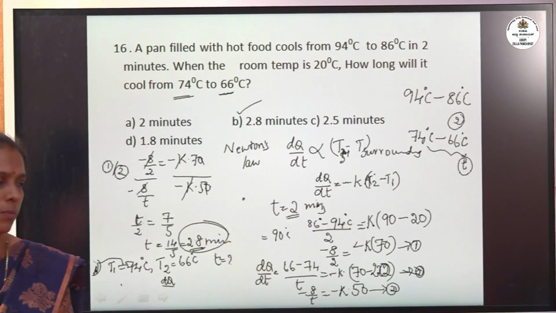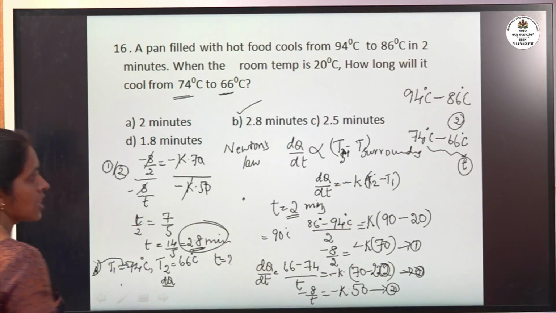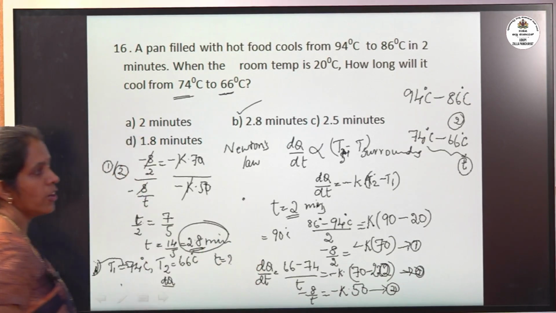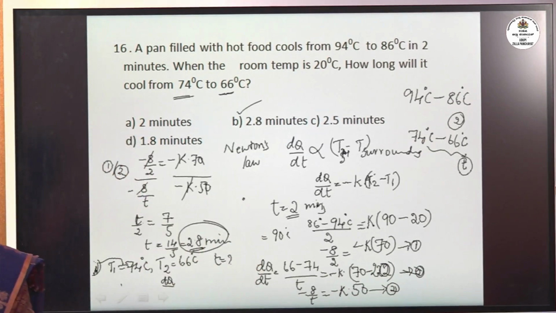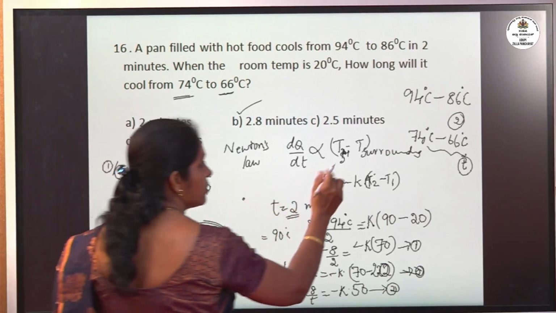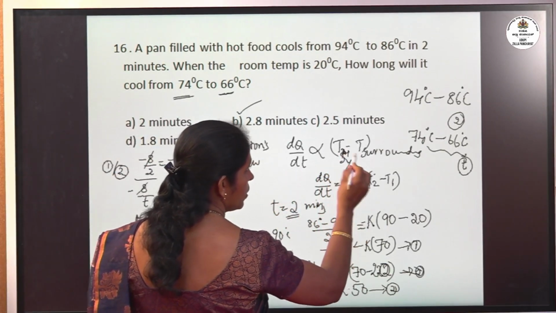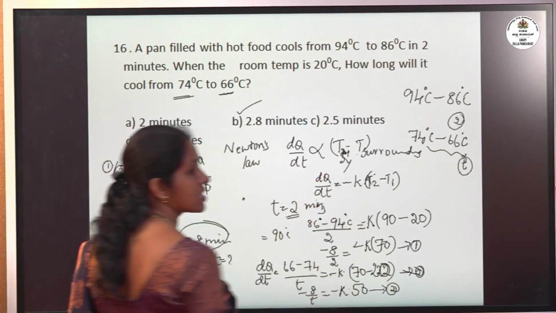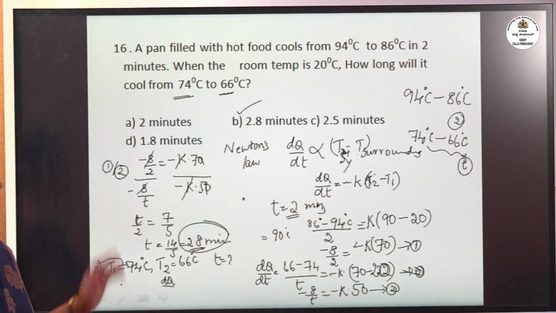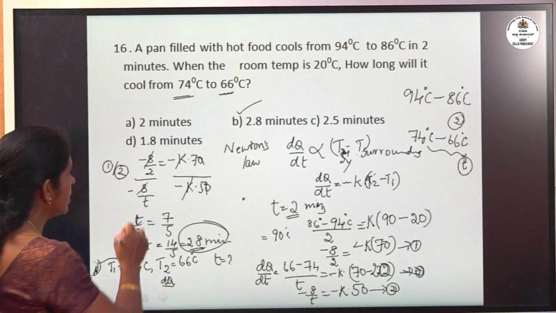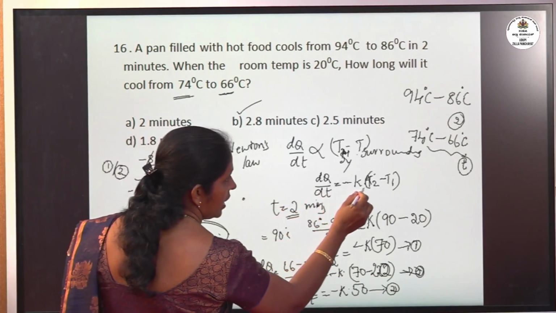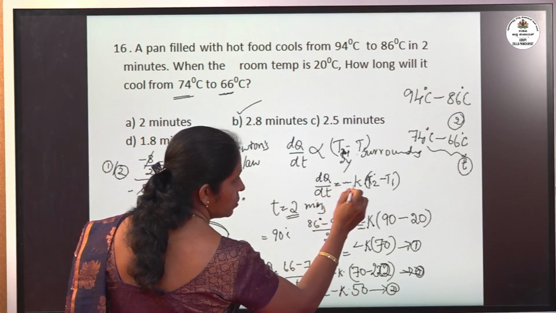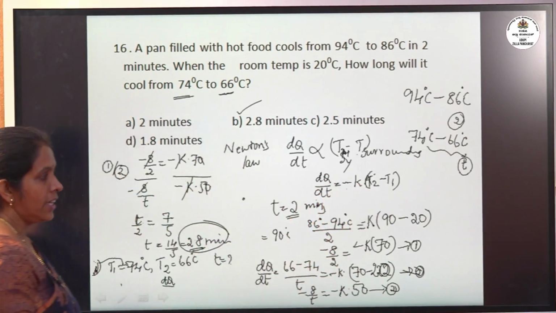This is the question. To solve this we use Newton's law of cooling. According to Newton's law of cooling, the rate of cooling is proportional to temperature difference between system and surrounding. That is, if the temperature difference between system and surrounding is more, cooling is faster. When the temperature difference between system and surrounding is less, cooling becomes slower. dQ by dt is equal to minus K into T2 minus T1.